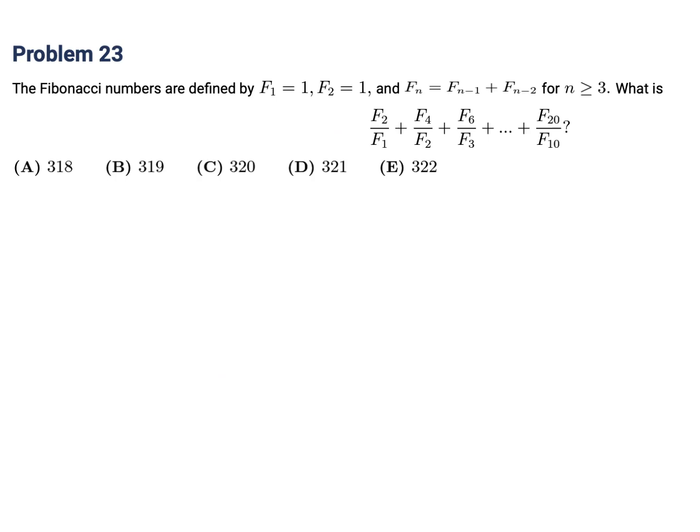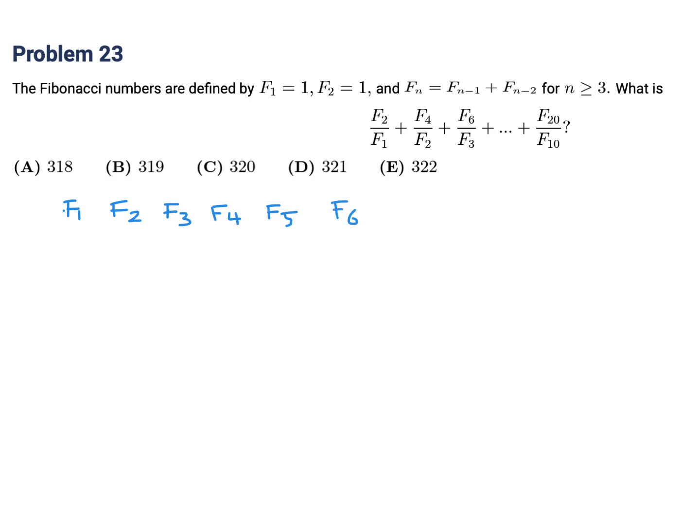The Fibonacci numbers are defined by f1 is equal to 1, f2 is equal to 1, and fn is equal to fn minus 1 plus fn minus 2 for n greater than or equal to 3. What is f2 over f1 plus f4 over f2 plus f6 over f3 plus dot dot dot plus f20 over f10? Okay, I think we just have to do this manually. I don't think there is some quick formula, so we have to kind of be quick here.